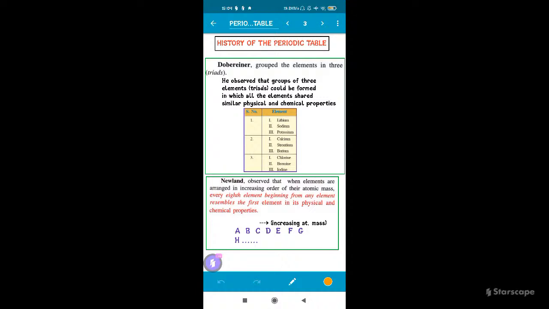Next came another scientist whose name was Newlands, and he gave the idea of octaves. As the name suggests, octaves means group of 8. Let's see what he suggested. Newlands observed that when elements are arranged in increasing order of their atomic mass, every eighth element beginning from any element resembles the first element in its physical and chemical properties.